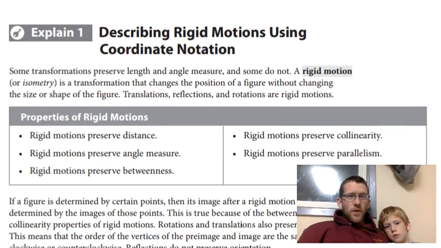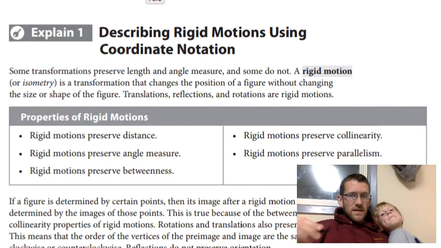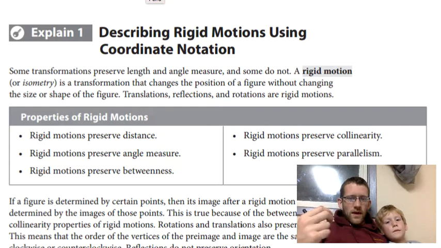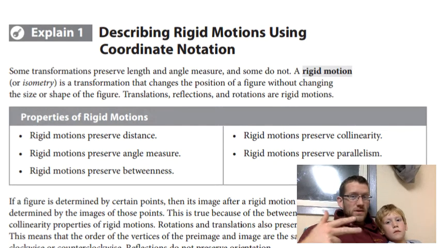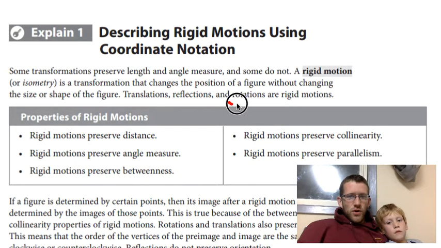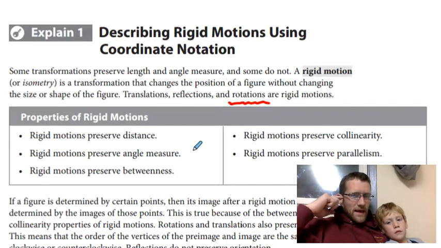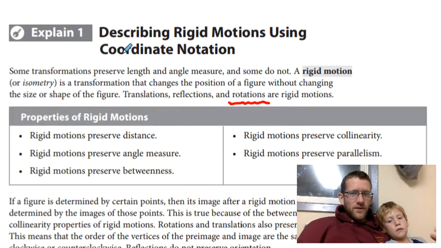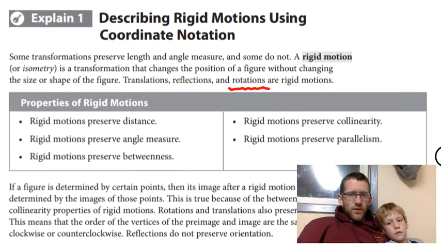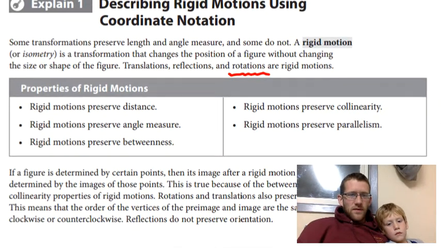Okay. The ones that preserve size and shape, we have 3 of them, and they're called rigid motions. We have translations, we have reflections, and we have one more mystery one that's coming up. Super mystery one that's coming up. And all 3 of those rigid motions, they preserve size and shape. That's pretty much all you need to do to think about what a rigid motion is.